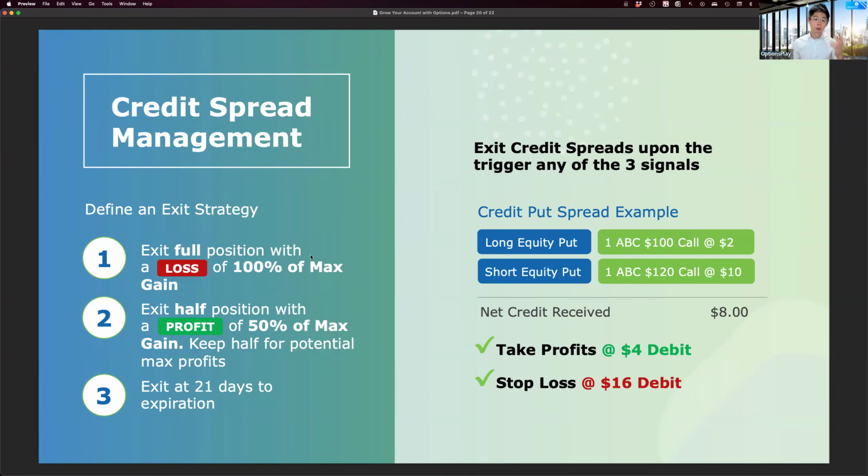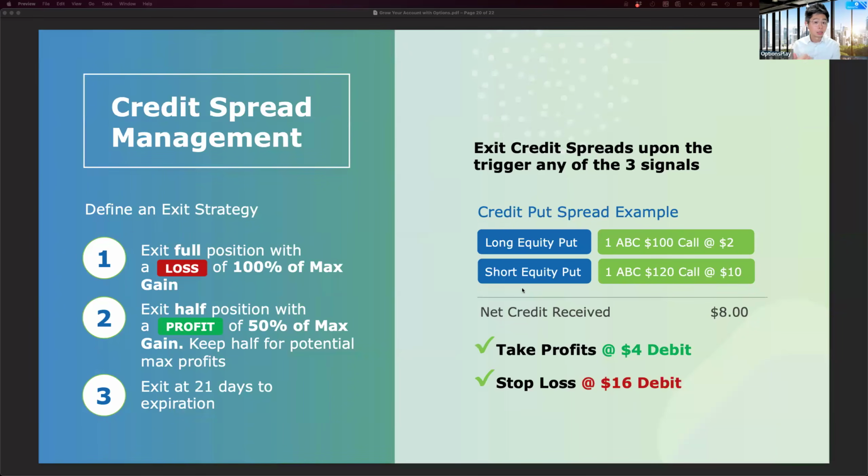So I saw a couple of questions asking about how to manage these types of trades, especially regarding early assignment risk. So let's talk a little bit about that, because whenever you sell a credit spread, there are 3 rules for managing a credit spread, meaning 3 potential triggers to exit this trade. And whichever one triggers first, you must exit the credit spread.